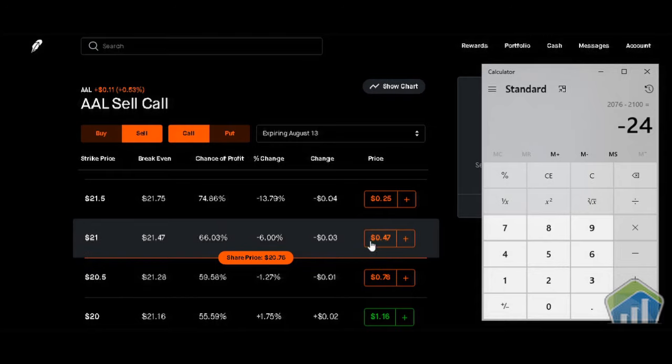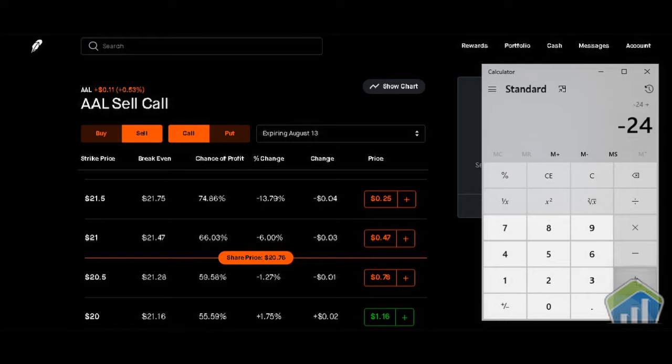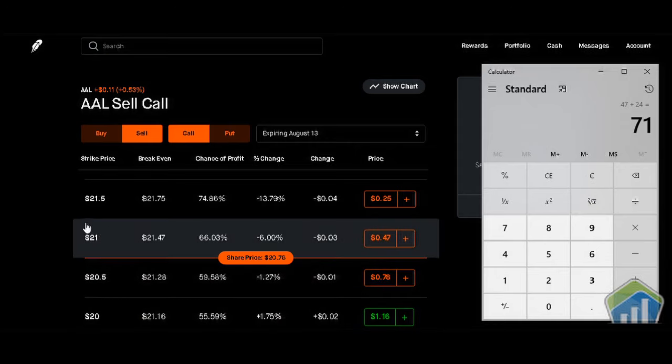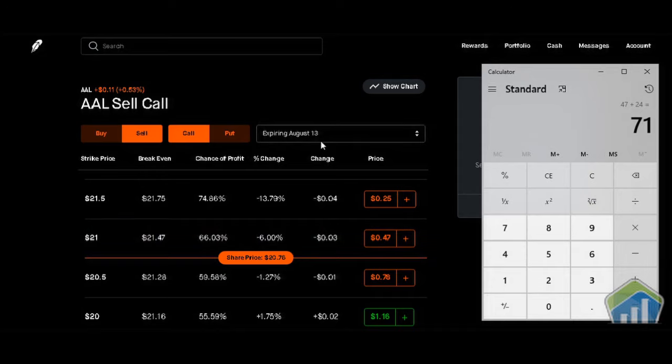Then you're going to add in the $47 that they already paid you, right? So if we do positive 47, that may come out right, may not. So 47 plus 24 is $71. So off this particular deal, if it sells at $21 by this Friday, August 13th, we'll collect a total of $71.